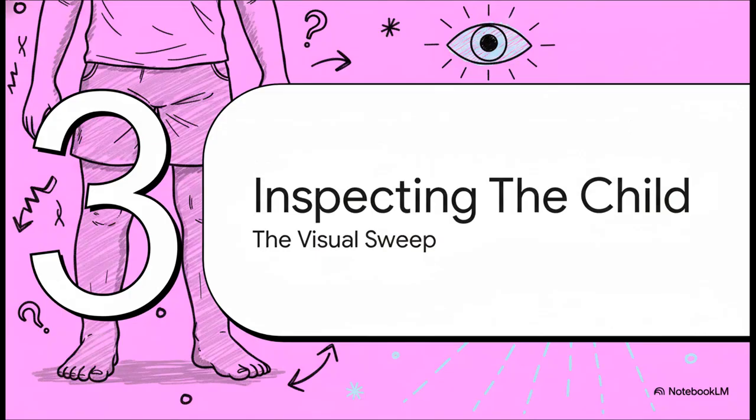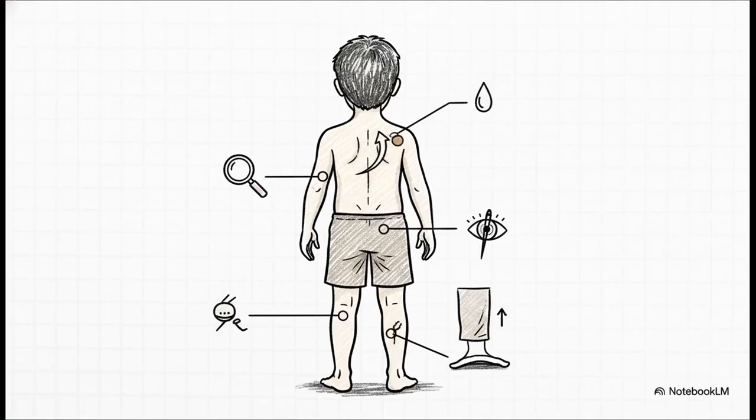All right, after you've watched them walk, but before they hop on the bed, it's time for a really good visual inspection. This is your chance to do a systematic sweep from head to toe while they're still standing up. You really want to have a mental checklist for this part. First, make sure you have good exposure. Ask them to roll up their pants. Then, you're looking for muscle wasting, or the opposite, any unusual bulkiness, like that classic calf pseudohypertrophy. Scan for scars.